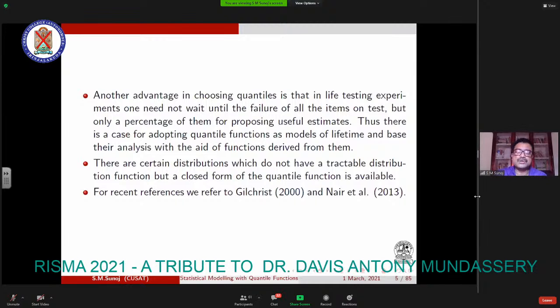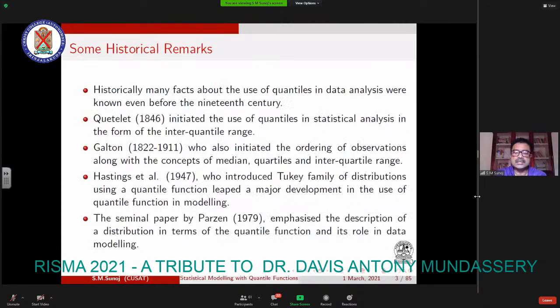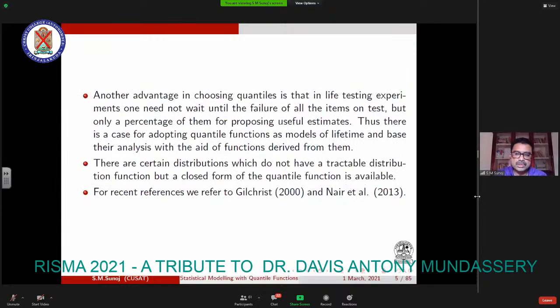For recent references, we refer to Gilchrist 2000 and Nair et al. 2013. The whole discussion is prepared based on both these textbooks. The Gilchrist book is a fundamental guide to quantile functions, and more recently, in 2013, Nair, Sankaran, and Balakrishnan wrote a book on quantile-based reliability analysis. This book explains more on the reliability modeling and analysis side using quantile functions. Most of the results included in the latter book are basically taken from research papers published recently, in 2013 and just before that.